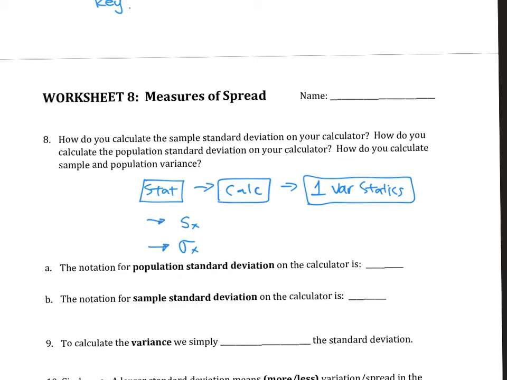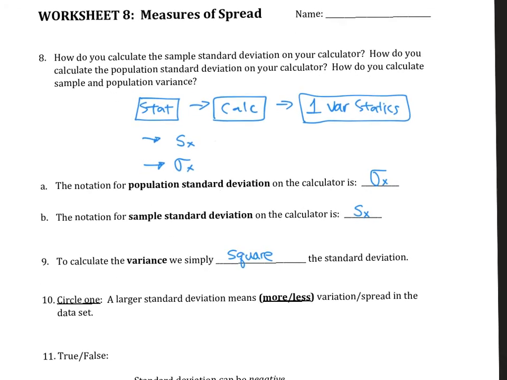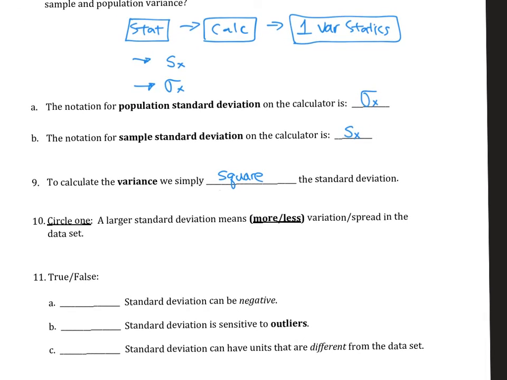I guess I answered the next 2 questions. Population standard deviation, again, is sigma, but the calculator has a little x attached to it. And the sample standard deviation is S, and again, the calculator has a little x attached to it. And to calculate the variance, we simply square the standard deviation. On your calculator, you can calculate the square by using the x squared function key.